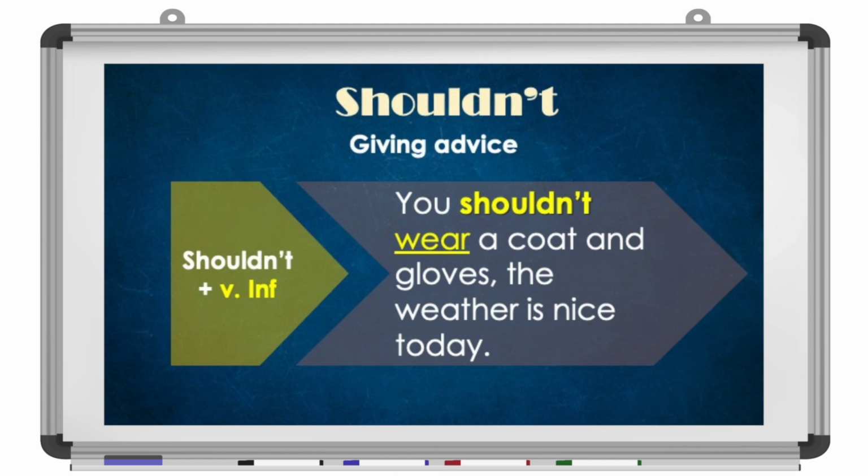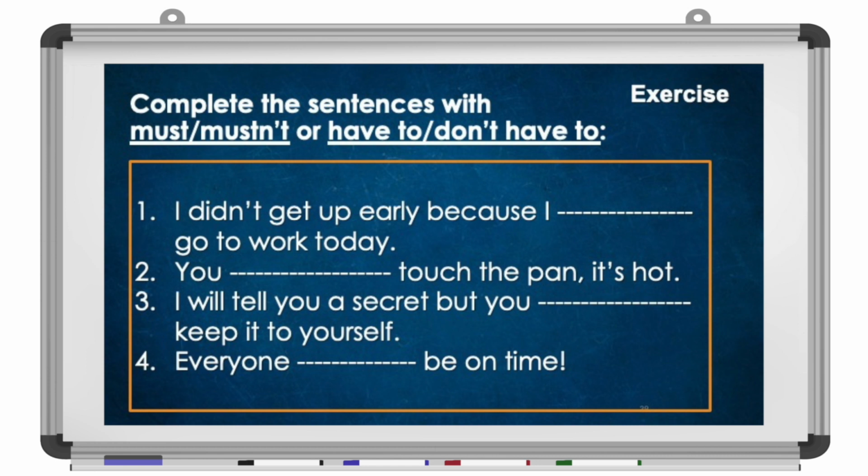Shouldn't is about giving advice as well. You shouldn't wear a coat and gloves. The weather is nice today. Now, let's take an exercise. Complete the sentences with must, mustn't, have to, or don't have to.